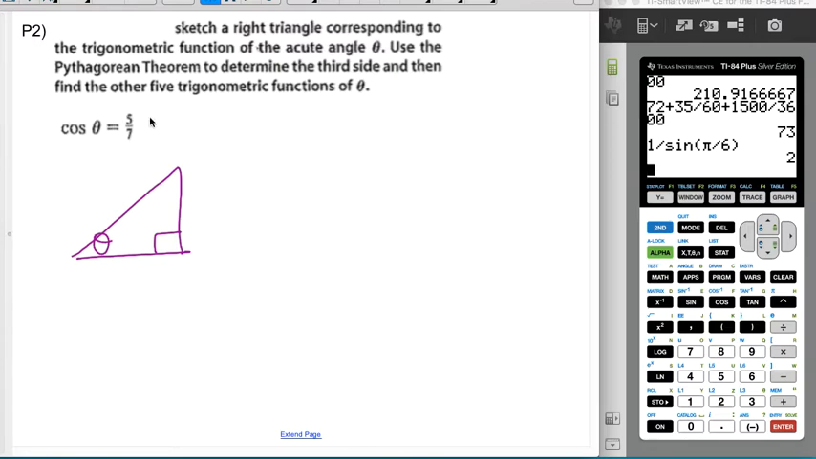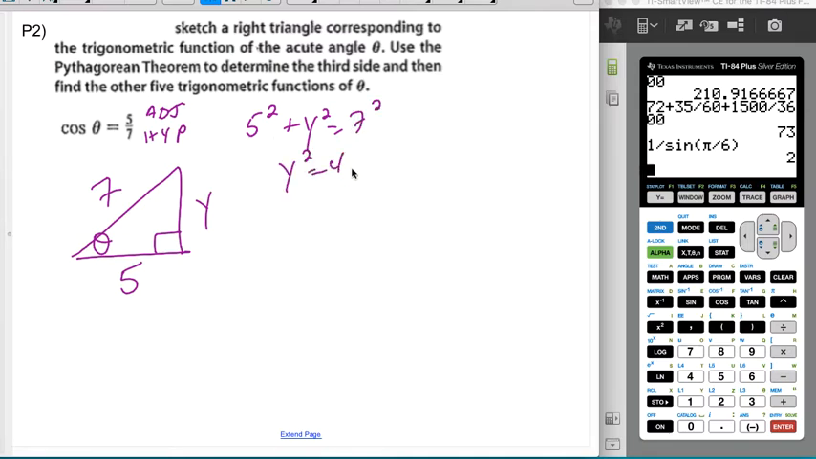So I know that cosine, because of SOHCAHTOA, is adjacent over hypotenuse. That's the CAH. So my adjacent is 5, my hypotenuse is 7, so I just have to find this missing side. So 5 squared plus y squared is 7 squared. Y squared seems to be 49 minus 25, which is 24. So my y seems to be the square root of 24, which you could leave as the square root of 24. It does also have a 6 times 4, so I could pull out the 4 and make it a 2 root 6.